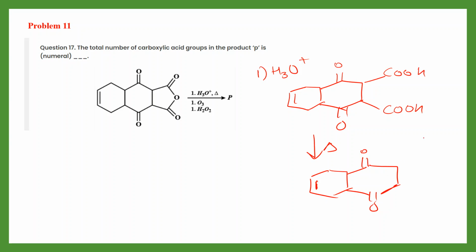In heating condition, tell me what will be the fate of these two carboxylic acids. See, the anhydride was already there in the starting material. On heating, COOH minus 2 CO2 molecules will leave. Correct? So this is going to be your product.